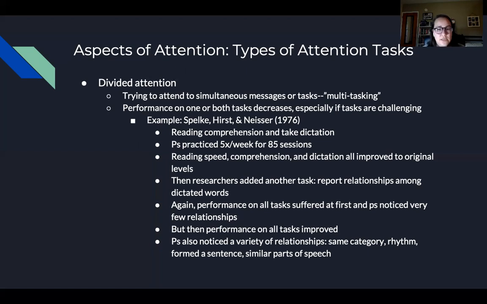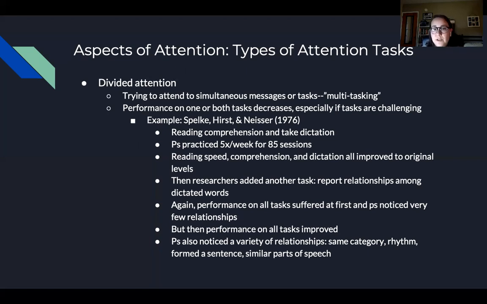Spelke et al. had their participants actually practice the tasks five times a week for 85 sessions. Over time, the participants' performance gradually improved in the speed of their reading. It also improved in the level of comprehension of what they were reading. And they increased the number of dictated words that they were able to accurately write down. Eventually, their performance reached levels that participants had originally shown when they had performed each of the tasks on their own.